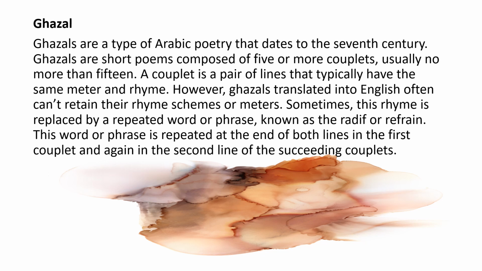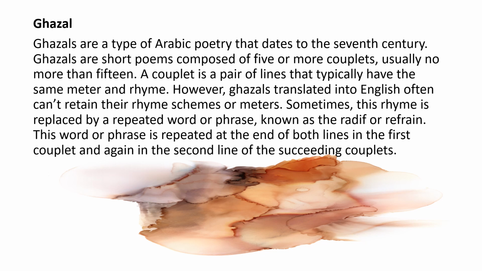Ghazal. Ghazals are a type of Arabic poetry that dates to the 7th century. Ghazals are short poems composed of five or more couplets, usually no more than 15. A couplet is a pair of lines that typically have the same meter and rhyme. However, ghazals translated into English often can't retain their rhyme schemes or meters.